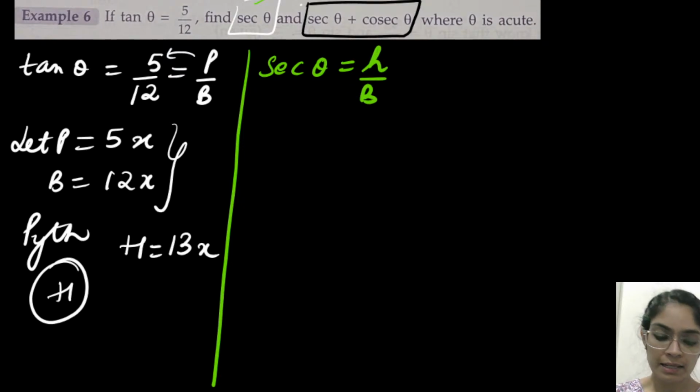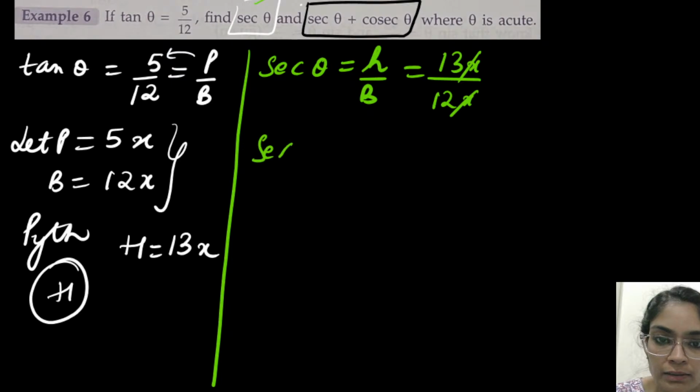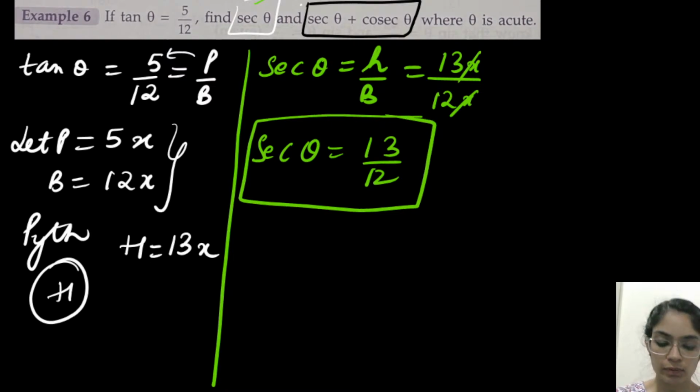Hypotenuse by base. This is the reciprocal of cos. Cos is base by hypotenuse, so this one is hypotenuse by base. The hypotenuse value is 13x and the base value is 12x. So secant theta is equal to 13 by 12. First part we have done: secant theta is equal to 13 by 12.